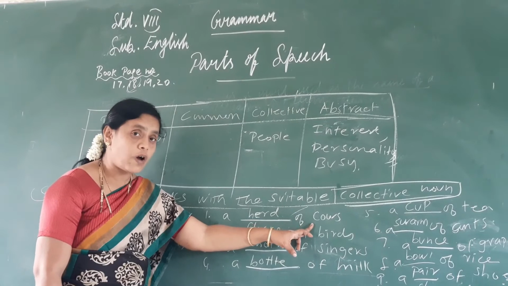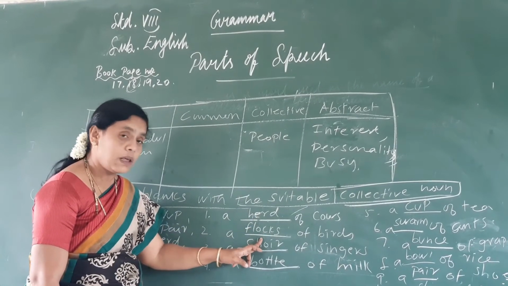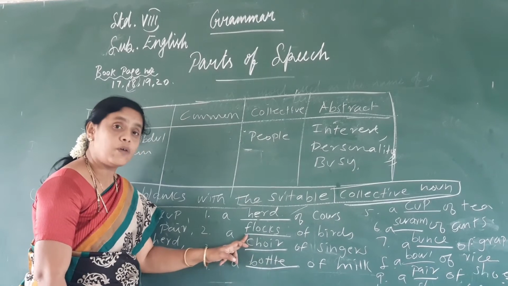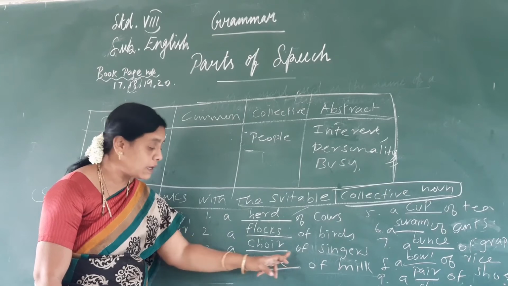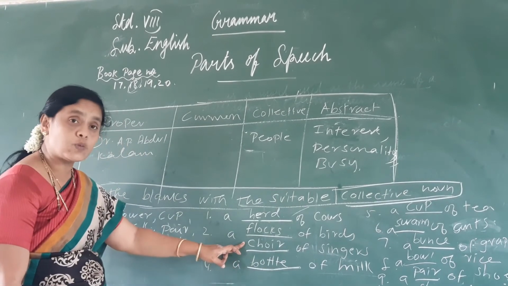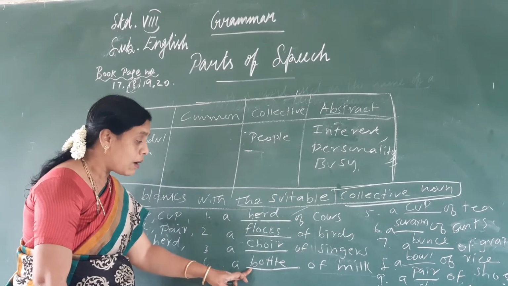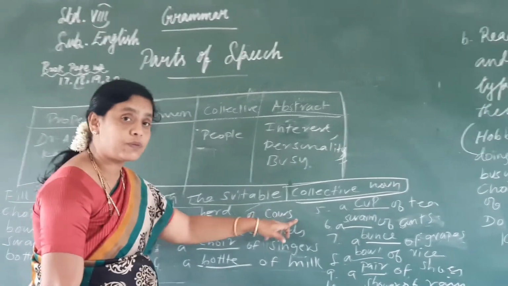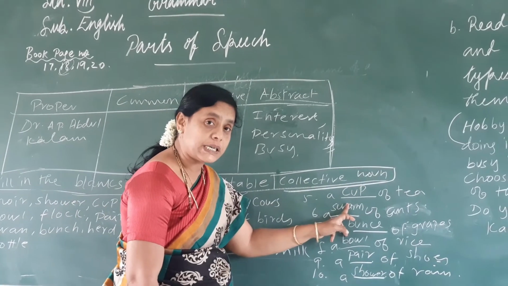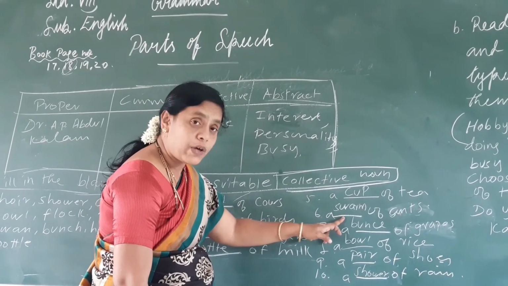The collective of cows is called a herd, H-E-R-D. And next, the collection of birds is called a flock, F-L-O-C-K-S. The collective of singers is called a choir, C-H-O-I-R. For milk, we have to say a bottle of milk. And the fifth one is tea, a cup of tea. And ants, a swarm of ants.